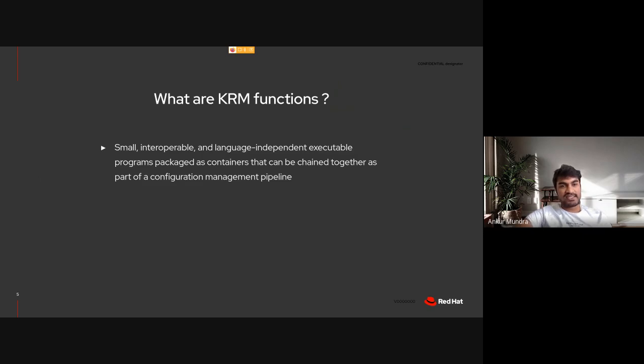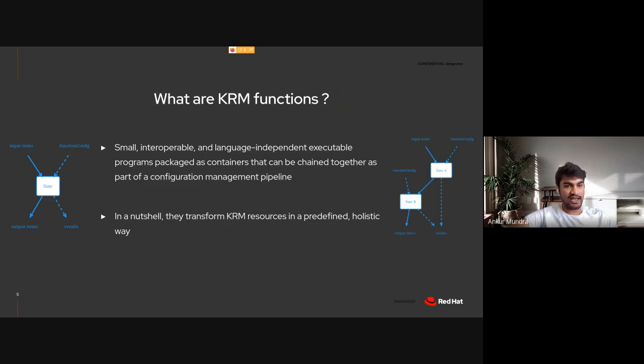Now let's talk about functions. So functions are basically small and language-independent executable programs that are packaged as container images and that perform CRUD operations on KRM resources. So basically, in a nutshell, they transform KRM resources in a predefined manner as we define them in functions.